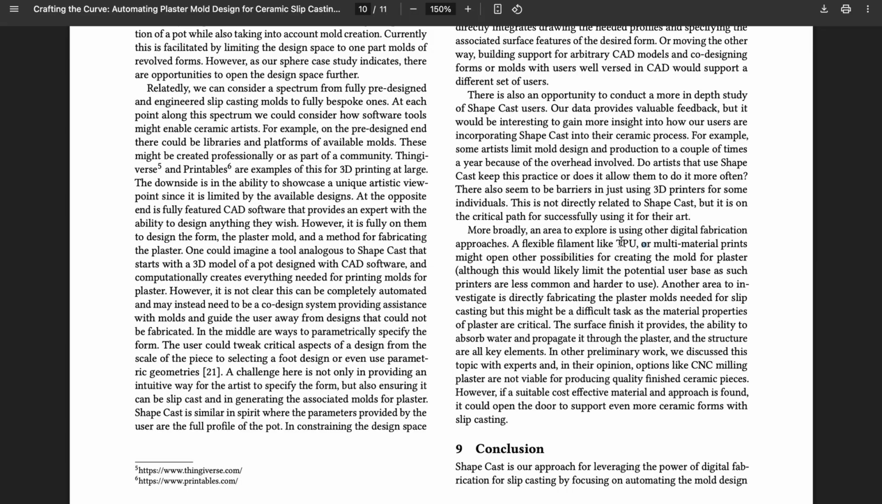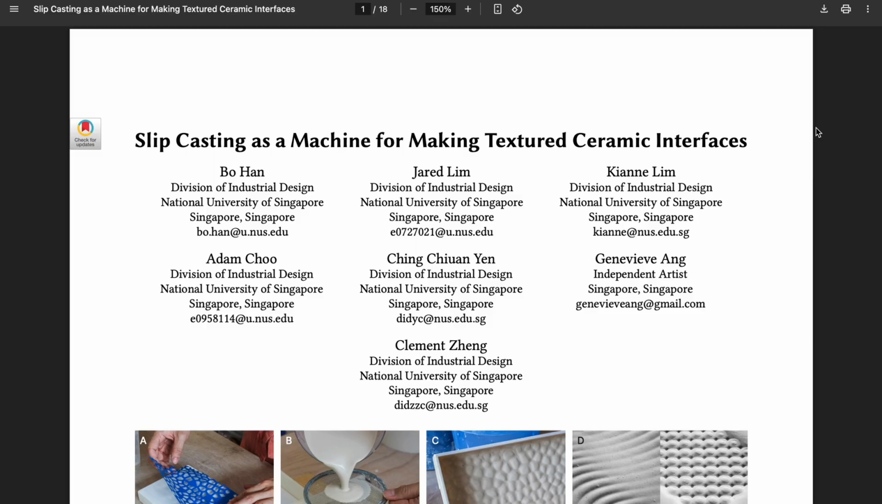I commented on using TPU, and I just did a video on that. And there's a lot of other techniques that I've explored, like CNCing, although I think that has some challenges as well. So that was my paper on Shapecast, and I got a couple of interesting questions, so that was great. There was another paper on slipcasting that came out of the National University of Singapore, and it's this paper here, Slipcasting as a Machine for Making Textured Ceramics.